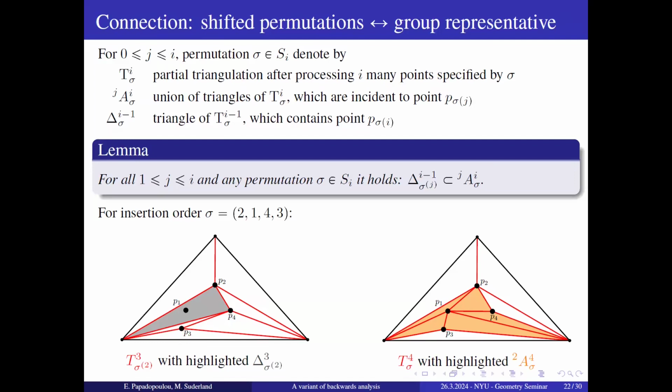So on the bottom, I have an example. On the right-hand side, we have the complete triangulation for the insertion order 2, 1, 4, 3. And we are looking here at the area that consists of all the triangles incident to point P1. If instead we are looking at the triangulation which inserts point P1 last, which we get here, but we actually only insert three points, then this triangle that contains the point P1 is a subset of this area here. That's what the lemma says. So in summary, it gives us a relation between the output structure that we get from permutation σ shifted by j, and the output structure that we get from permutation σ.